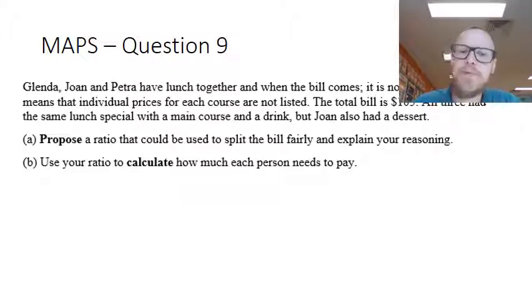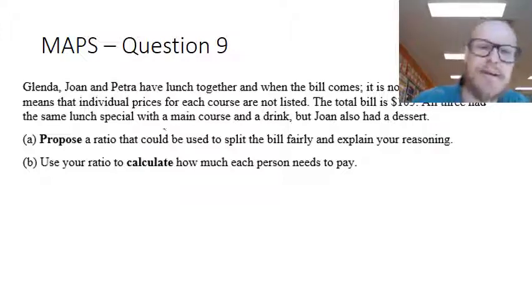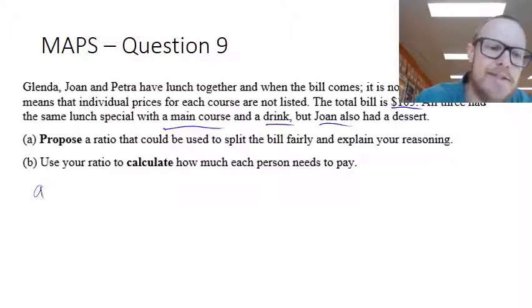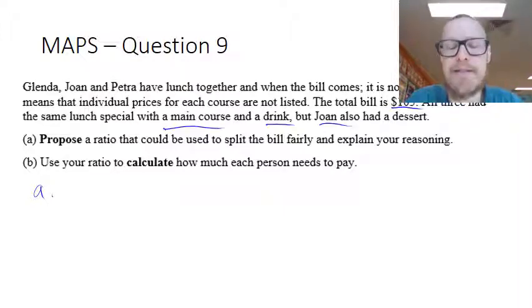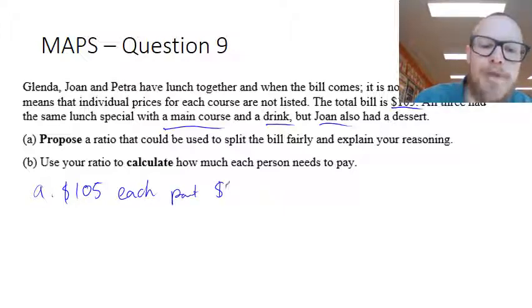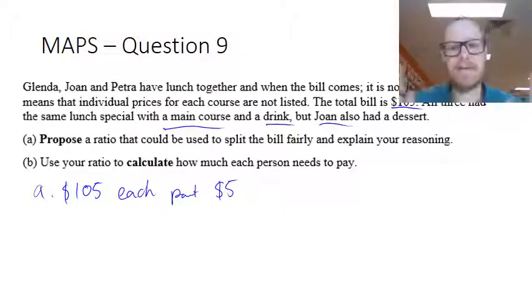We've got 3 people going to lunch. Everyone has the same special, so it's got a main course and a drink. Joan also has a dessert. Total bill is $105. Propose a ratio. So there are many different answers to this one, but you need to be able to give reasons, explain your reasoning. So I might say $5 is an easy way to split things up. People have $5 notes, so I'm going to do it in terms of 5. So I'm going to say $105, each part will be $5 in my ratio. That'll just be a jumping off point because then I can do multiples of $5 easily.